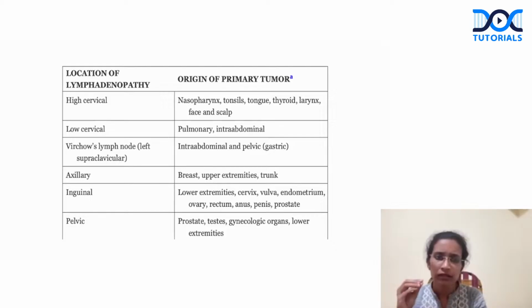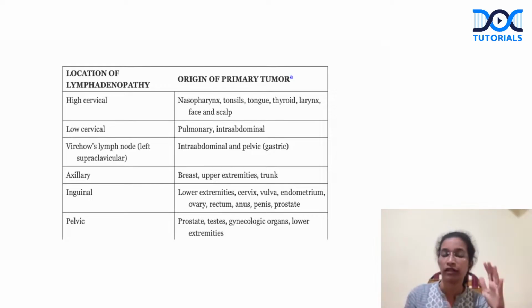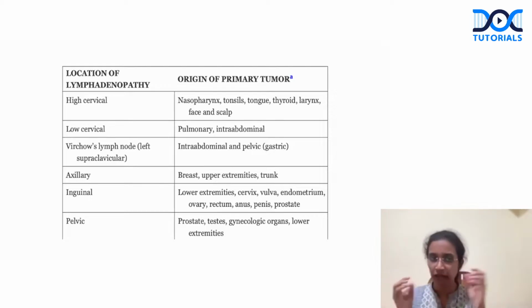Got it. These are certain special characters or highlights. Inguinal: if there is an inguinal lymph node enlargement, search for the primary in the lower extremities, melanomas, cervix, genitals, vulva, endometrium, ovary, rectum, anus, penis and the prostate. If there are pelvic lymph nodes enlarged in PET-CT or CECT, then look for the primary in the prostate, testes, any gynecological organs or lower extremities. So this is a concise part. These are the enlarged lymph nodes, and these are the anatomical structures you need to look for.